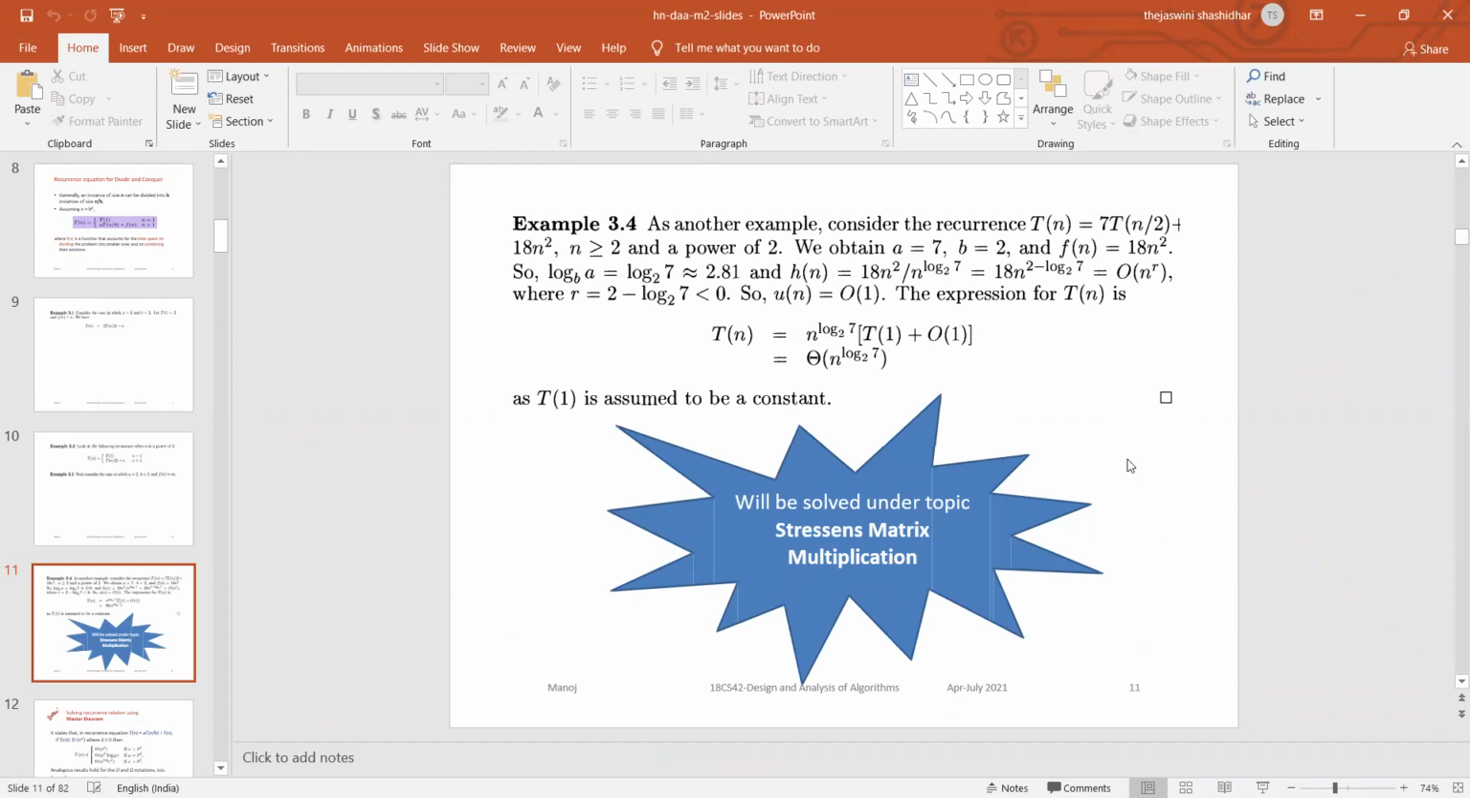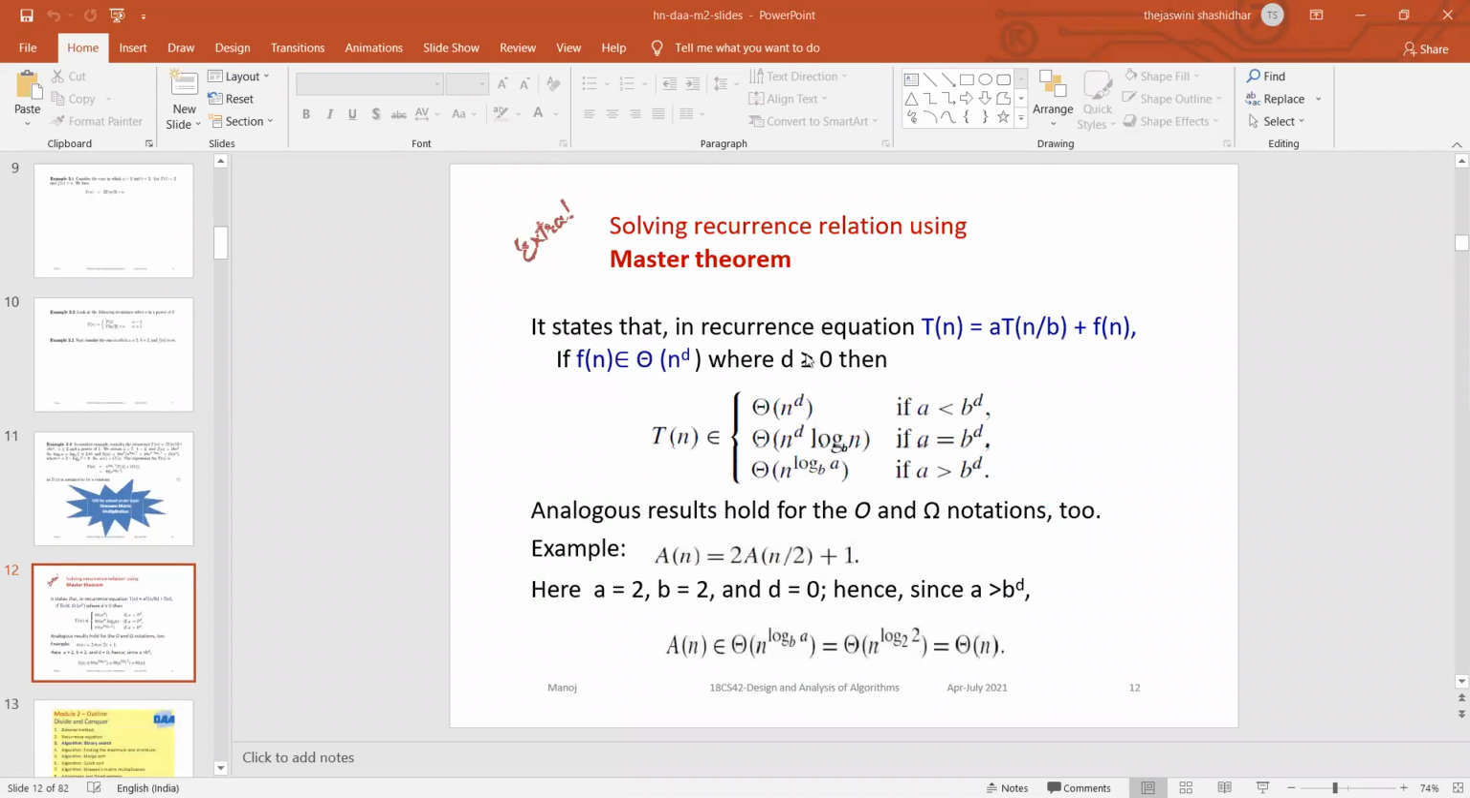So now you come for the very, very important topic of our divide and conquer strategy, the master theorem. Master theorem is very, very important from the exam point of view. This is an extra concept, but you have to keep this one in your mind. Okay. So what? State and prove. They will ask you the question, state and prove master's theorem.